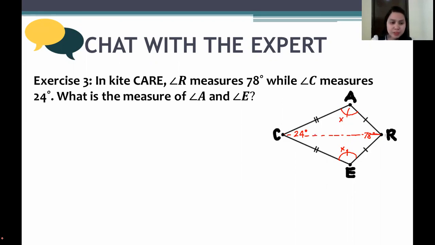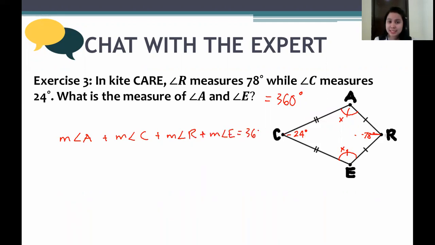Now, you need to disregard our line of symmetry, because you'll be looking at one quadrilateral kite. Now, remember that in a quadrilateral, the sum of all angles is 360 degrees. So we say that the measure of angle A plus the measure of angle C plus the measure of angle R plus the measure of angle E is equal to 360 degrees. What's the measure of angle A? It's missing. We write X. Plus, the measure of angle C is 24 degrees. The measure of angle R is 78 degrees. And the measure of angle E is X, equals 360 degrees.